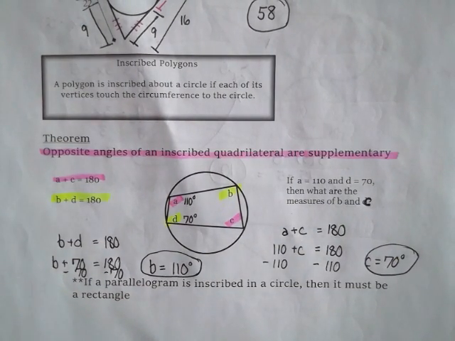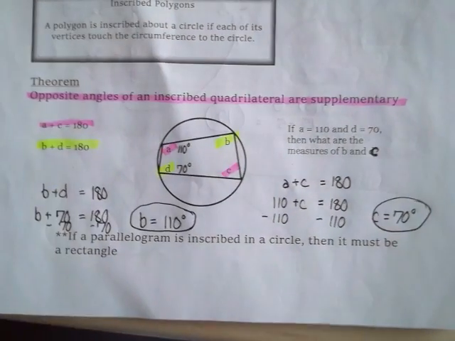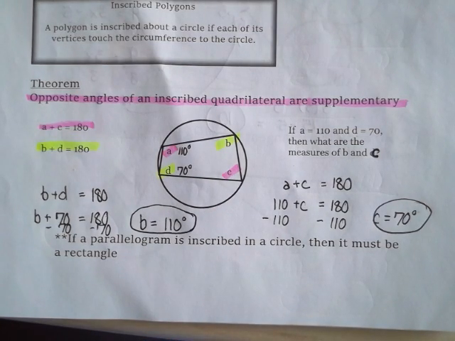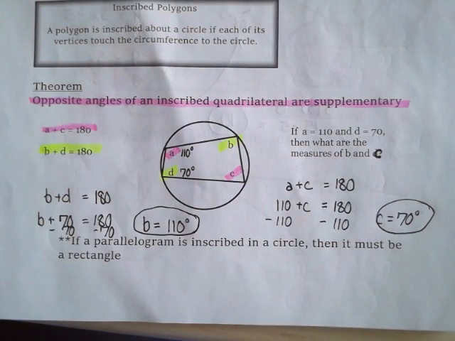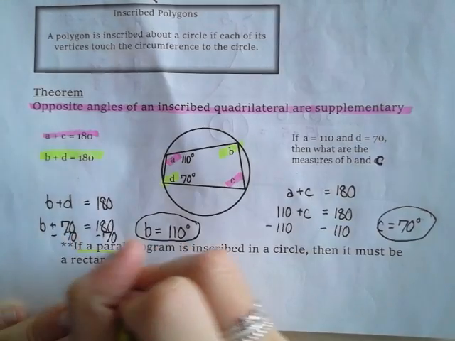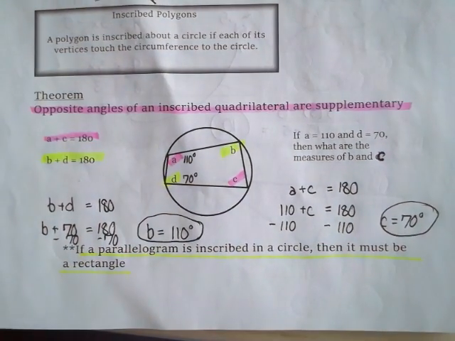Now, as we look at this, the thing that we have down here at the bottom says that if a parallelogram is inscribed in a circle, then it must be a rectangle. This is not a parallelogram because the sides are different lengths and our angles don't match up. This is just a general quadrilateral. If it were to say that it is a parallelogram, then we would assume that it is a right angle, because the only way that it can have two sets of parallel sides and be in our circle is if it's a rectangle. So this is just a special thing to take note of. If a parallelogram is inscribed in a circle, then it must be a rectangle.